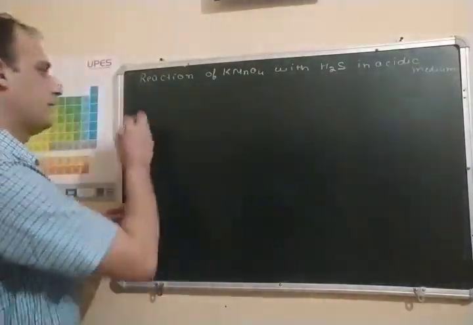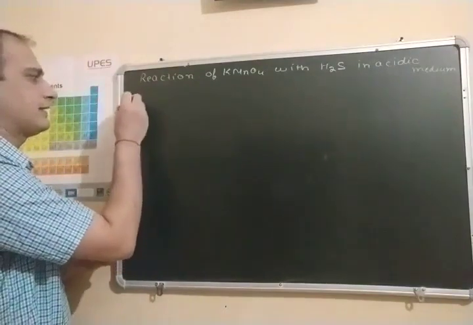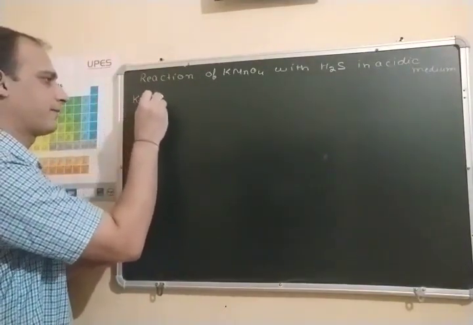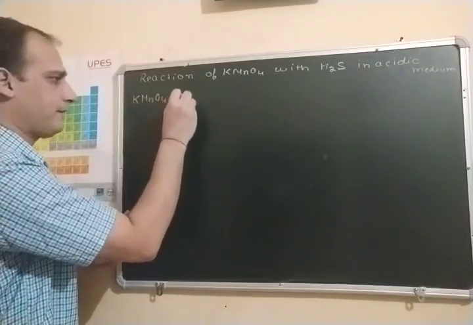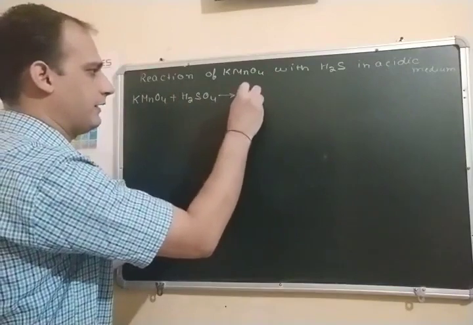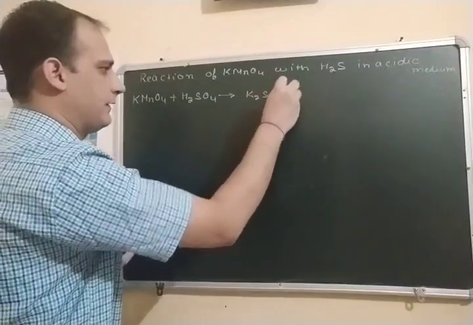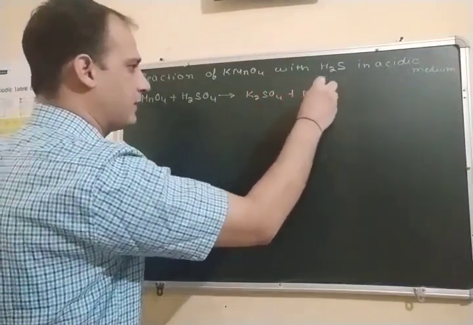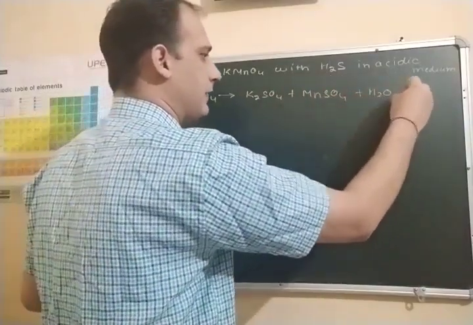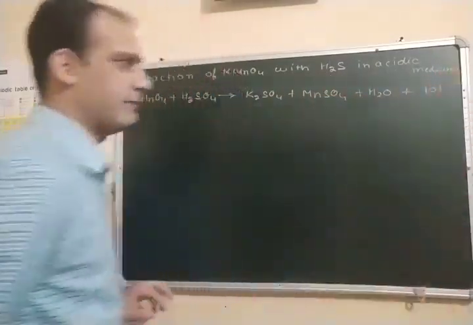So first of all, how will KMnO4 act as an oxidizing agent in acidic medium? KMnO4 plus H2SO4 give rise to K2SO4 plus MnSO4 plus H2O plus nascent oxygen. You can balance the equation.